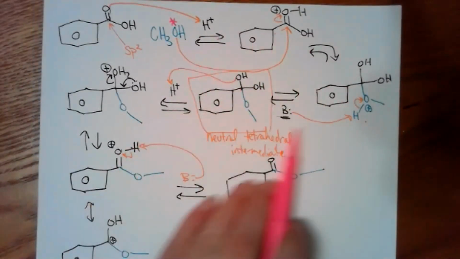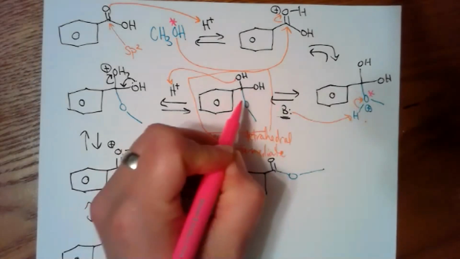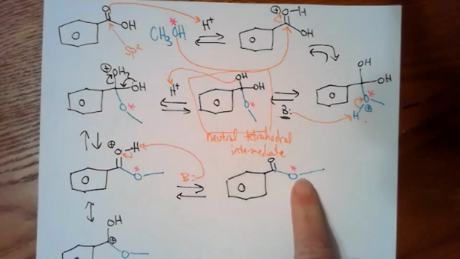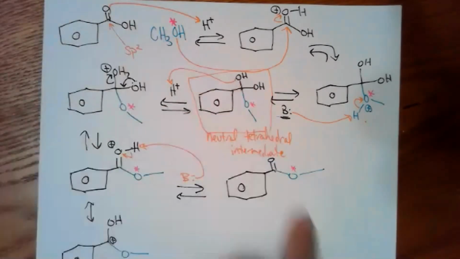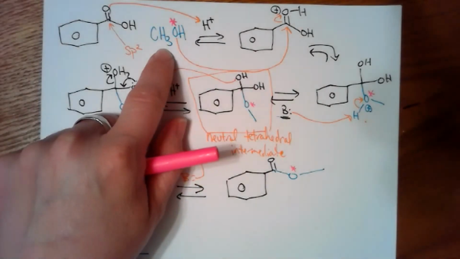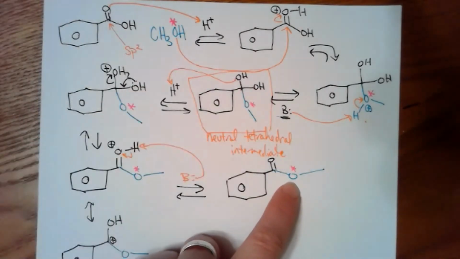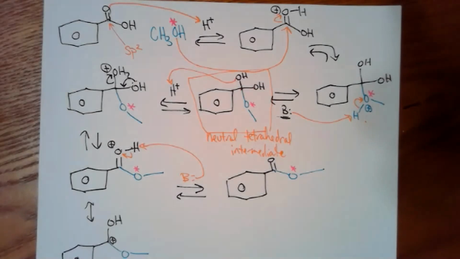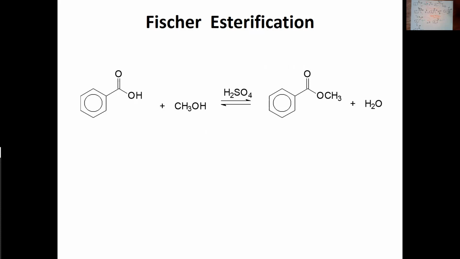So if this is the mechanism that's followed, it makes sense that this oxygen, the singly bonded oxygen in the final ester product, is where the isotopic label is. As it turns out, yep, it is. When you run this reaction with an isotopically labeled alcohol, this is the only location where the isotopic label shows up. So that makes sense to scientists to say, this is the mechanism that that reaction undergoes. So there's our Fischer esterification reaction.